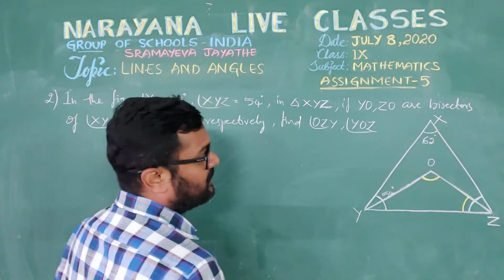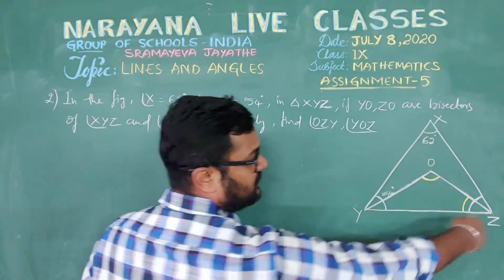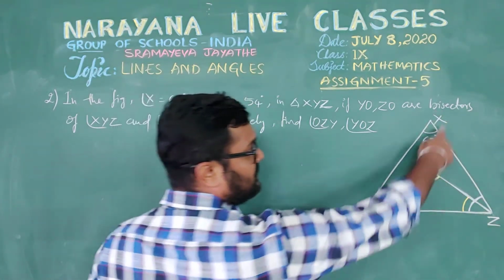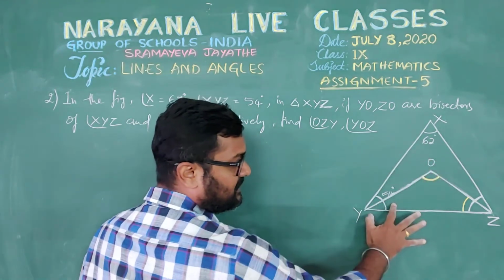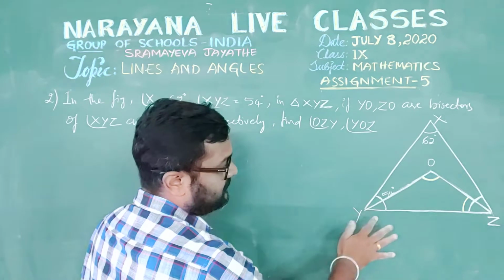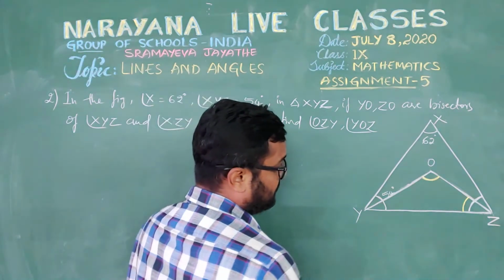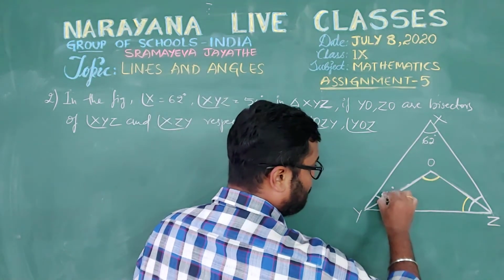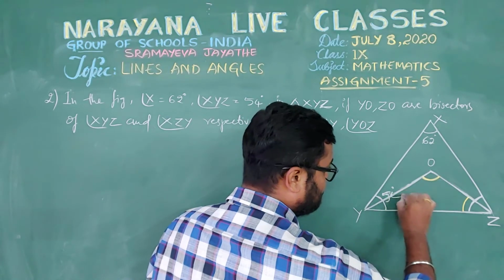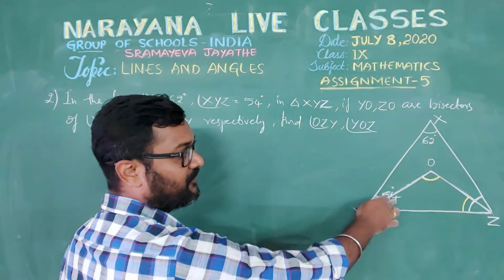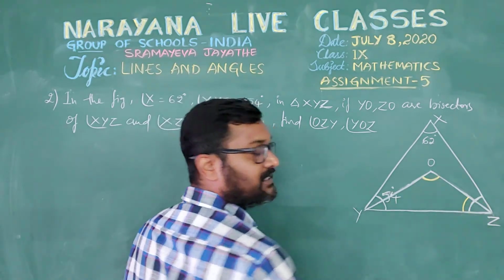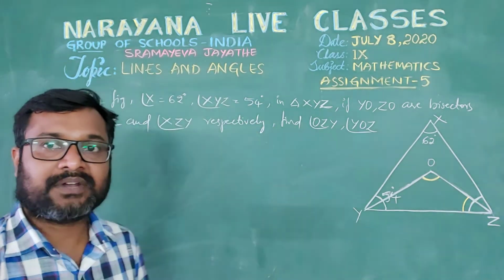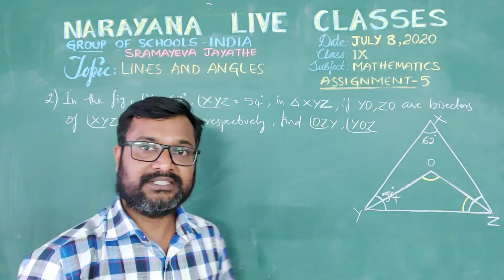So how can we find it? See, if you observe this triangle XYZ, we know this angle and this angle, isn't it? This angle, this 54 degrees. This total angle is 54 degrees. So we know these two angles. We need to find this using the angle sum property.